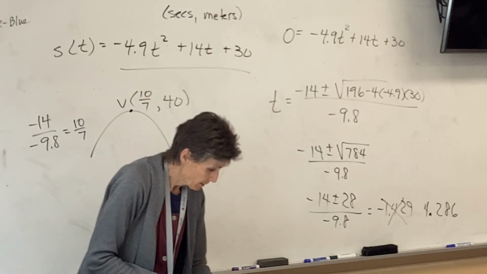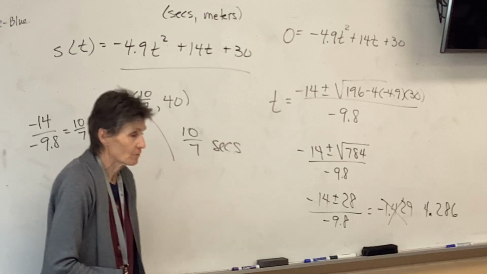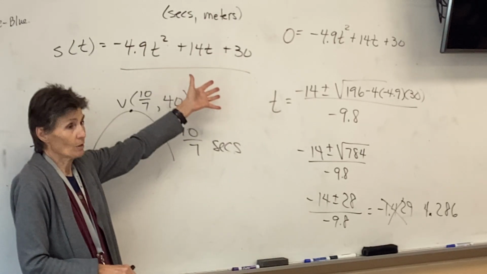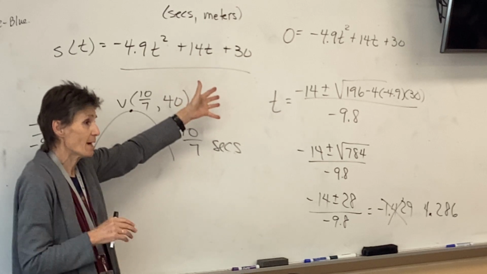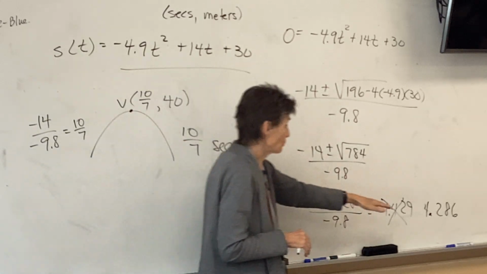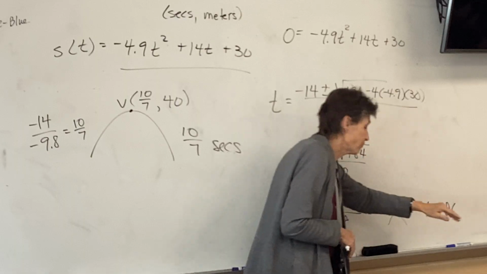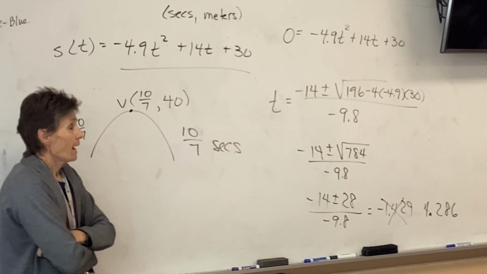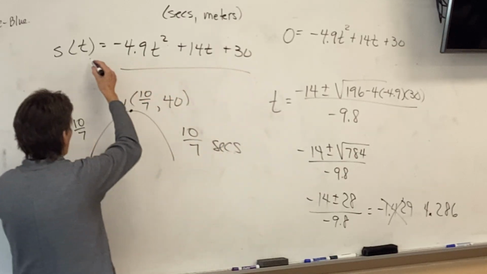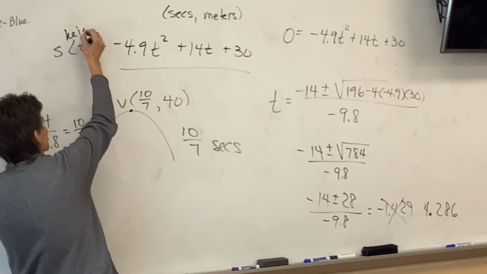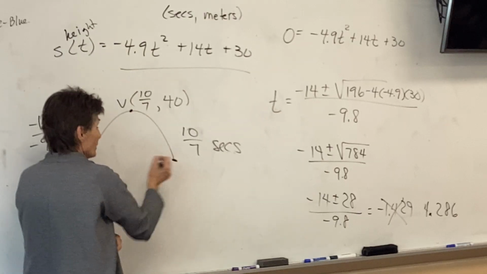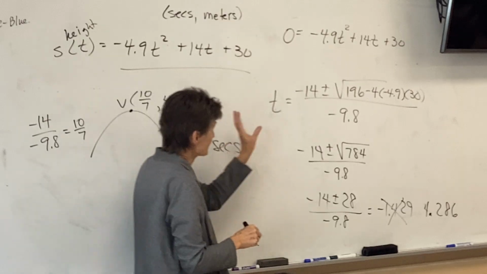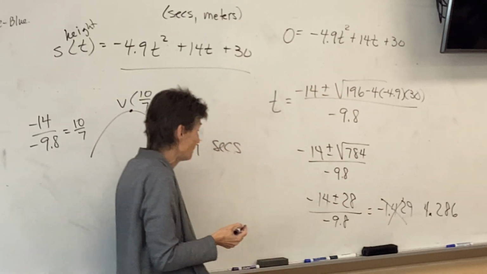Now, I can read the room. I know a bunch of you have zoned out. You're sitting there staring at me. You gotta be able to do this on your own. As long as you do it on your own, that's all that matters. The answer would be, when is the ball on the ground? 4.286 seconds. I set my equation equal to 0 because the height is 0 when the ball is on the ground. And then I just solved it. I mean, messy looking, but it worked out great.